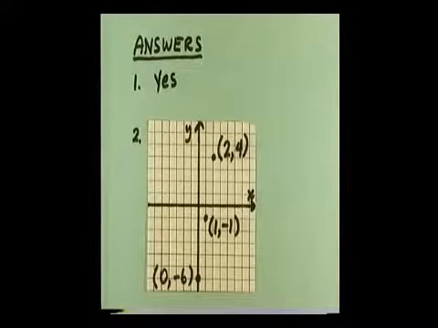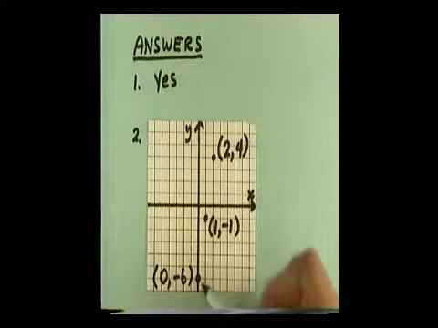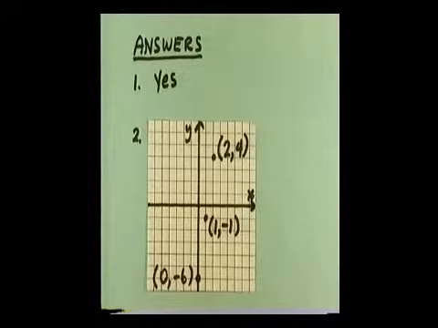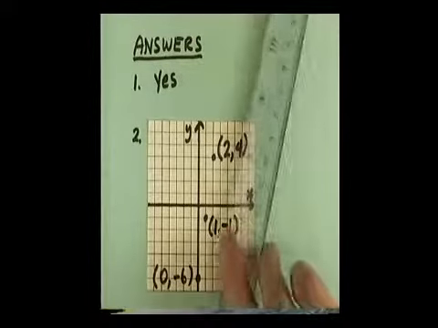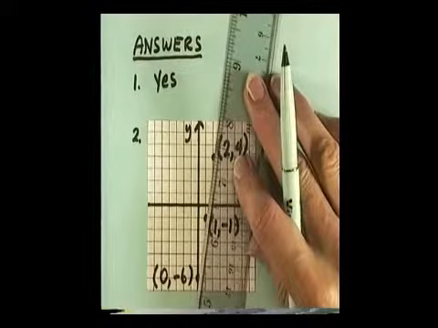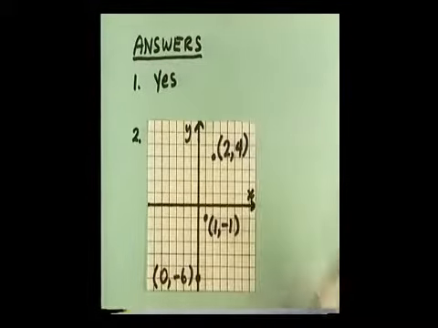Your answers are, for the first one, yes, and for the second one, you should have the 3 dots (0, -6), (1, -1), and (2, 4). Once again, we can see that these 3 points do lie on the same line. They would be touched by a ruler.